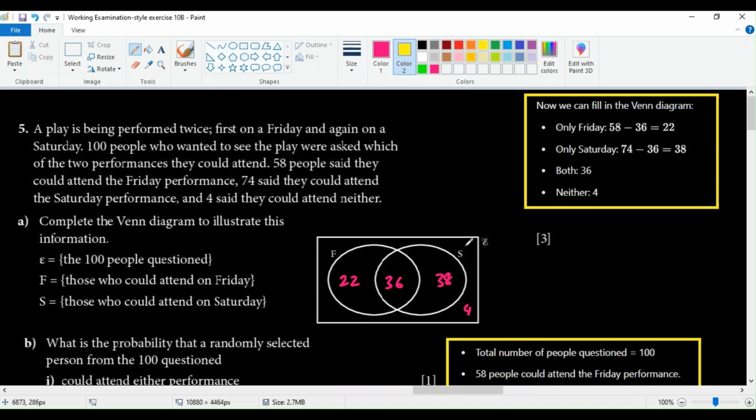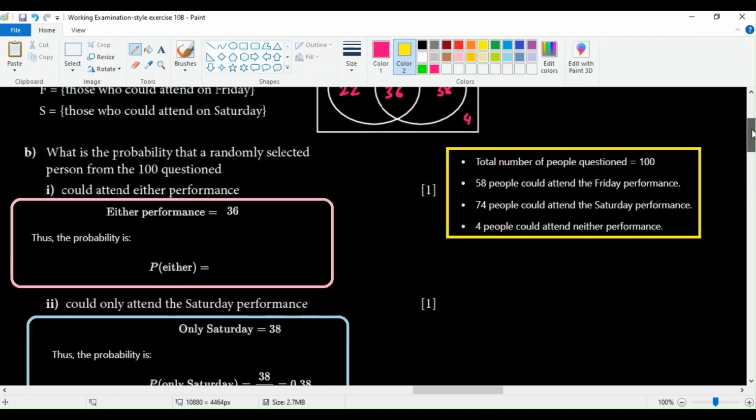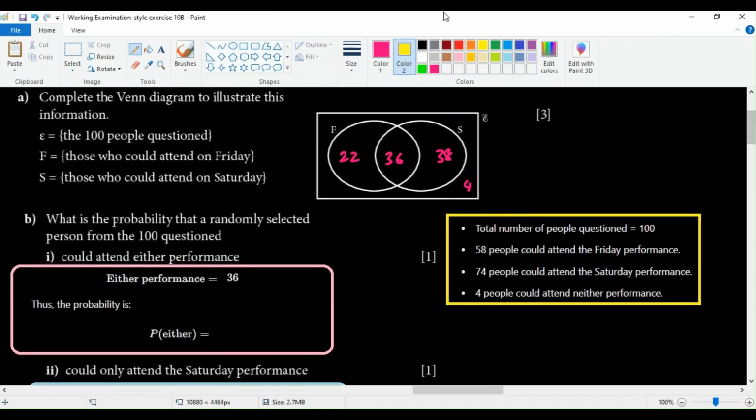Now comes part B. It says, what is the probability that a randomly selected person from the 100 could attend either performance. Either performance means they are talking about this region. And for either performance it is 36, that means 36 out of 100 is going to be the final answer for this part of the question. You can write 36 over 100 or you can write 0.36, both are going to be fine to get 1 mark from here.